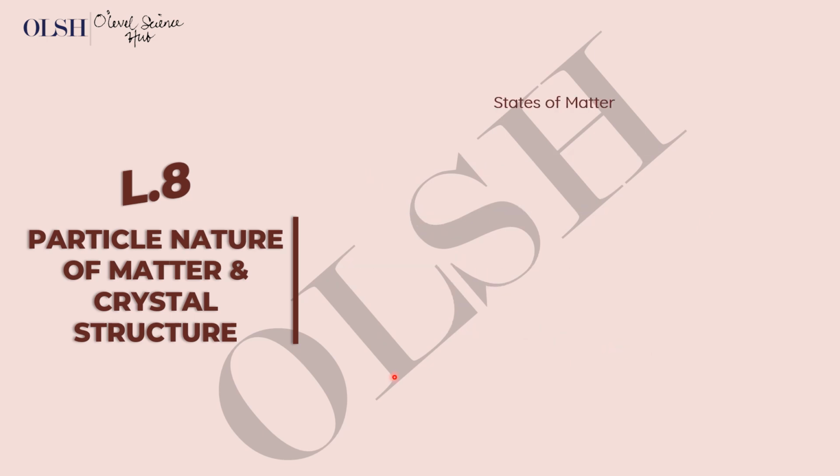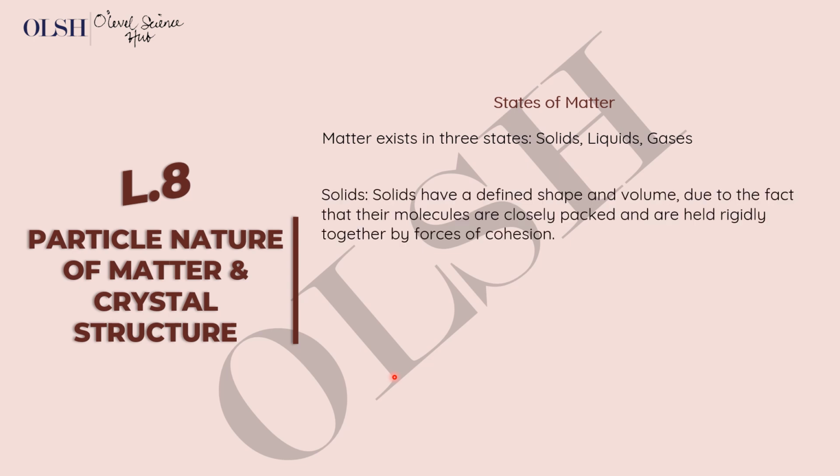So matter exists in 3 states: solids, liquids, gases. Solids have a defined shape and volume, because their molecules are closely packed and rigidly held together. Their forces of cohesion are usually high, so their molecules are held together. These molecules have a fixed position and can only vibrate about that position. So that's how solids are.